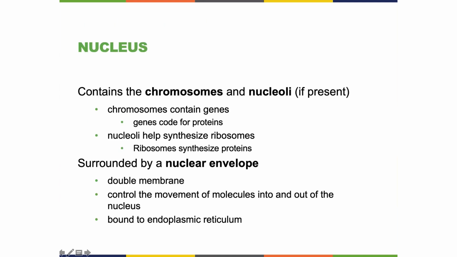We'll start with the nucleus. The primary function of the nucleus, don't tell me it's the brain of the cell. Cells don't have a brain. The nucleus can't think by itself. What it does is it holds the chromosomes. And if there are any nucleoli, they're going to be there too.